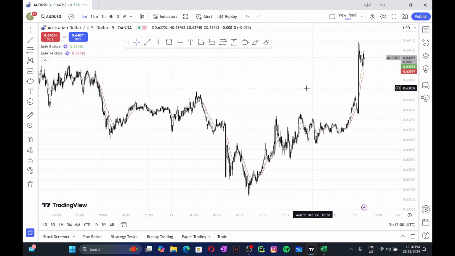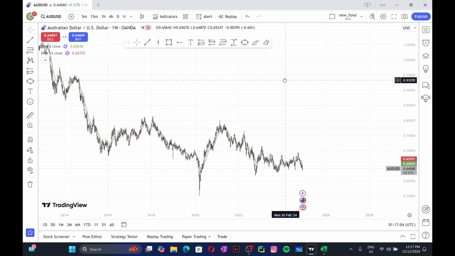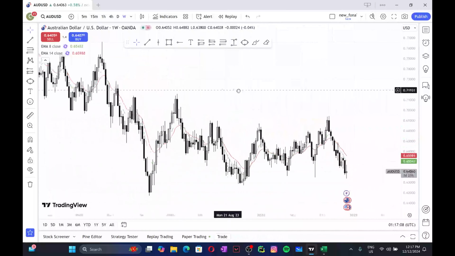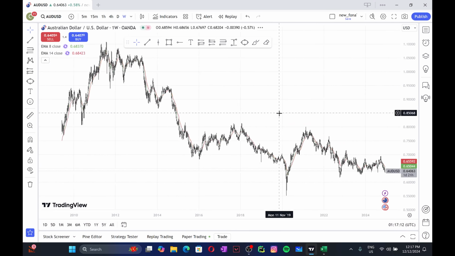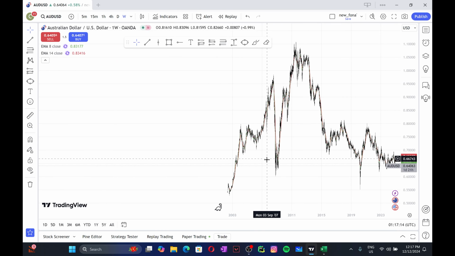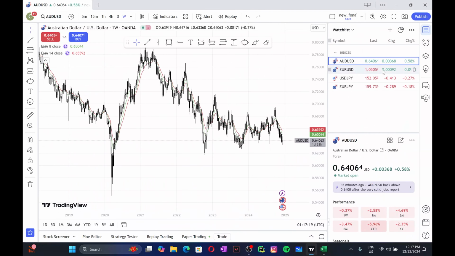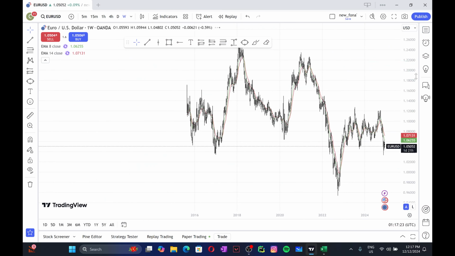All right, so let's go into the weekly time frame and see how the structure is. So in the weekly time frame, it is kind of consolidating, but at the same time, it is a bit bearish in structure. So let's see EUR-USD, how it is on the weekly time frame. It is consolidating as well.